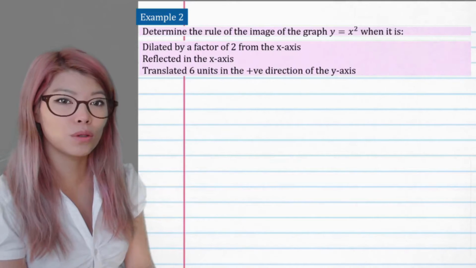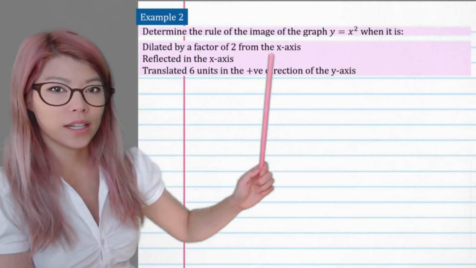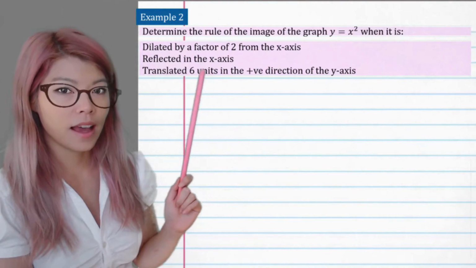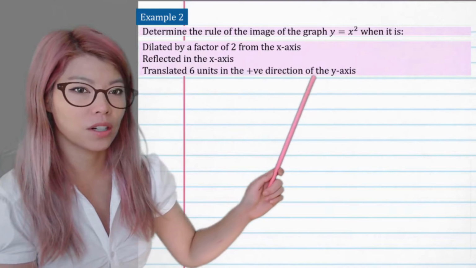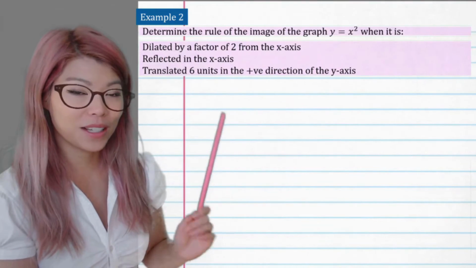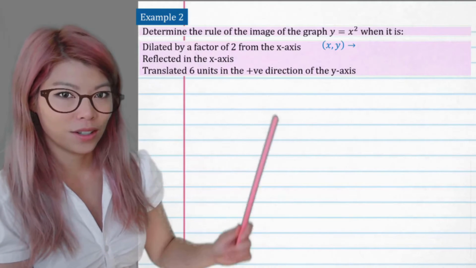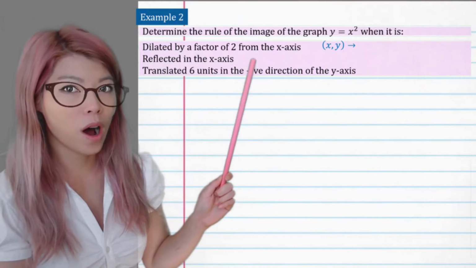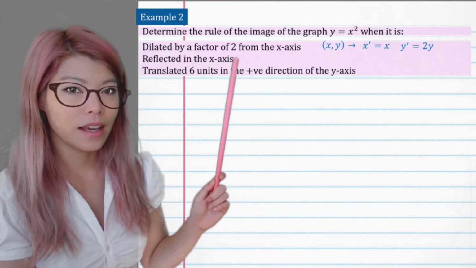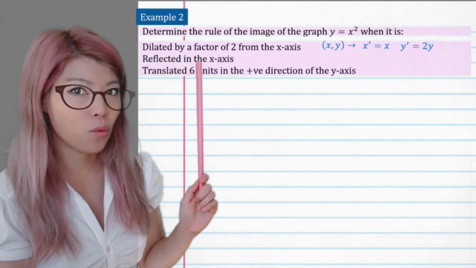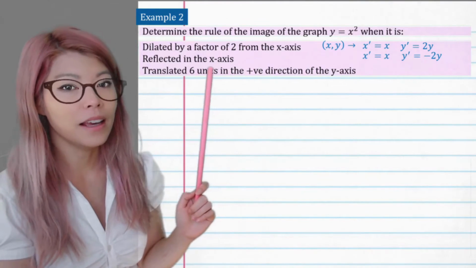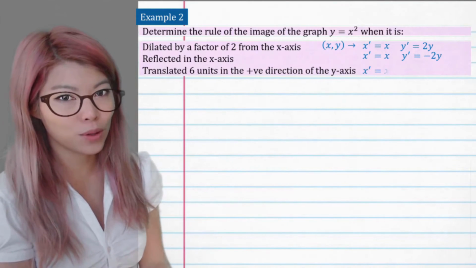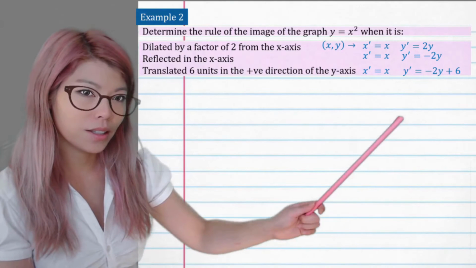Example 2: determine the rule of the image of the graph y equals x squared when it is dilated by a factor of 2 from the x-axis, reflected in the x-axis, and translated 6 units in the positive direction of the y-axis. Let's try and put all these three things together. Dilated by a factor of 2 from the x-axis means our y becomes 2y. Reflected in the x-axis means our y becomes negative. But translated 6 units in the positive direction of the y-axis means it's also the y that gets moved 6. So our image looks like that.